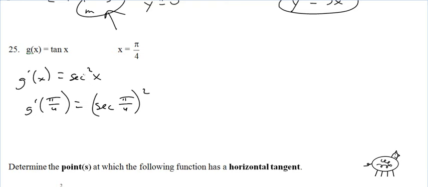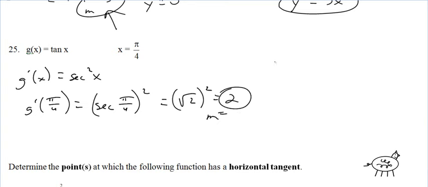And if you remember, with secant of pi over 4, first of all, it's in the first quadrant. Secant of pi over 4 is the reciprocal of root 2 over 2, because secant goes with cosine. Cosine of pi over 4 is root 2 over 2. So the reciprocal of that is just root 2. And then, of course, you square it, and you get 2. Okay, so that's your slope.